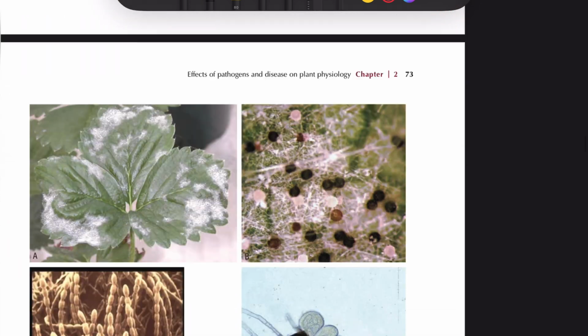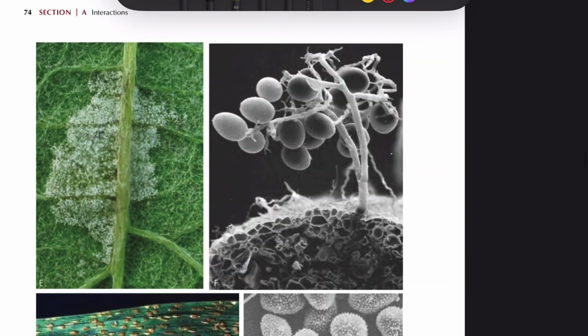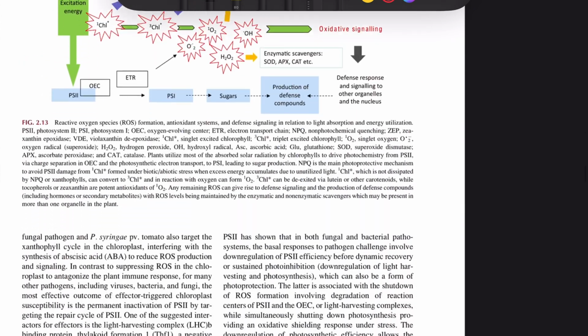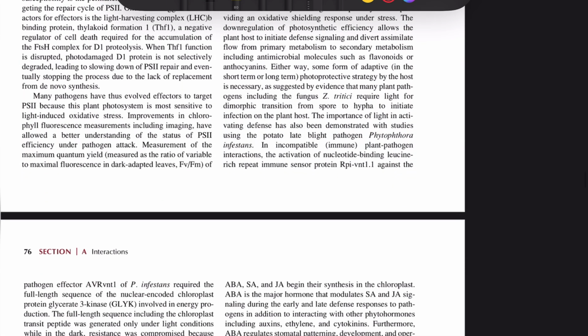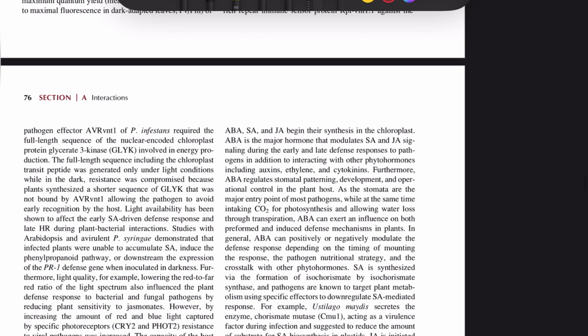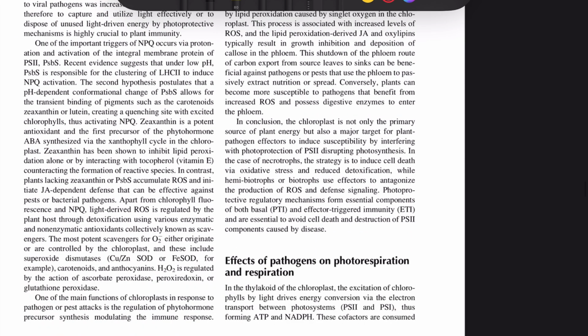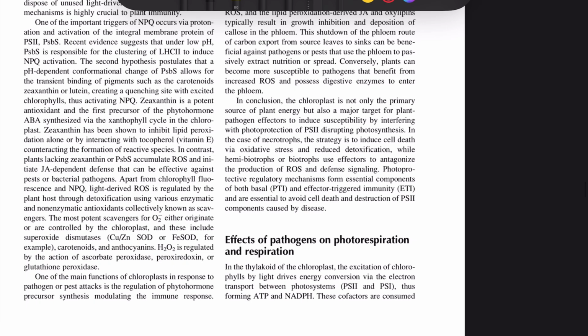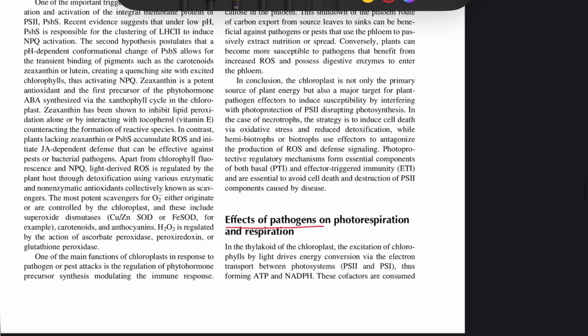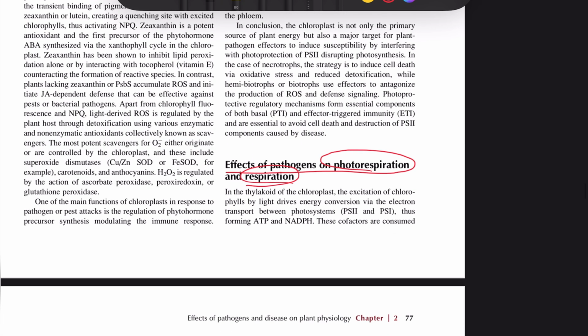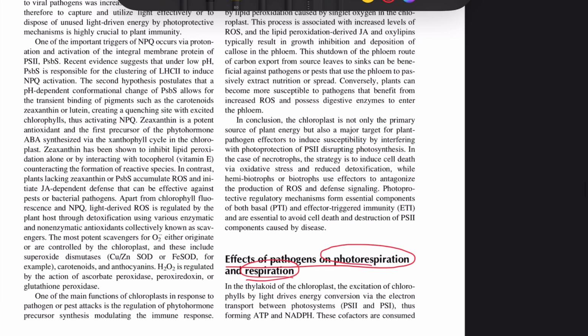Next, the same thing will be written here everywhere. Just go through it, read it. The next topic is the effects of pathogens on photorespiration and respiration. First was photosynthesis. Now we will talk about photorespiration and respiration.